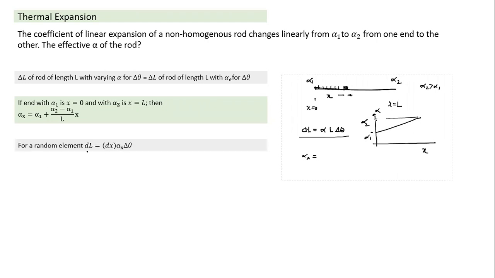And after getting alpha x, I calculate change in length. Change in length is equal to dx into alpha x into delta theta. I calculate the total change in length, so I find delta L, and I equate delta L to L alpha equivalent delta theta. It gives me the equivalent alpha here.